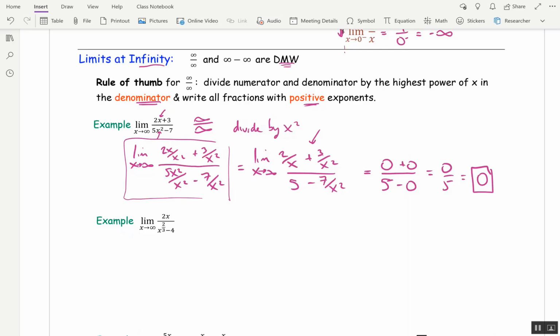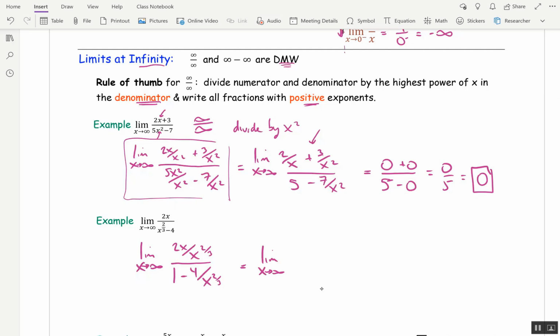Okay, next one. Again, it's infinity over infinity. So I'm going to divide top and bottom by x to the 2/3. So this is the limit as x goes to infinity of 2x over x to the 2/3 over x to the 2/3 over x to the 2/3 is 1, minus 4 over x to the 2/3. That's the limit as x goes to infinity.